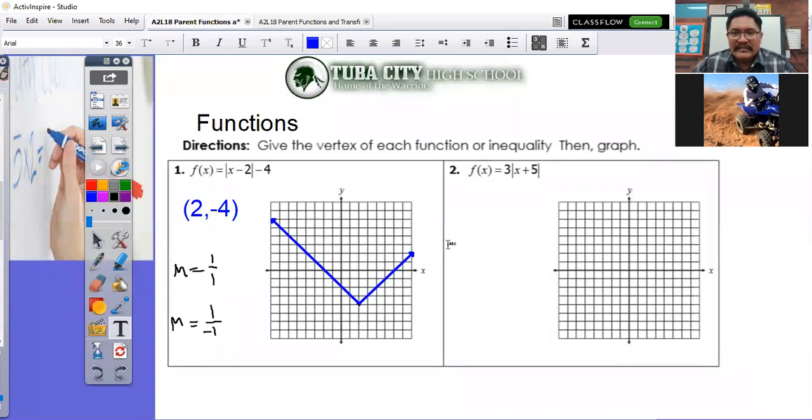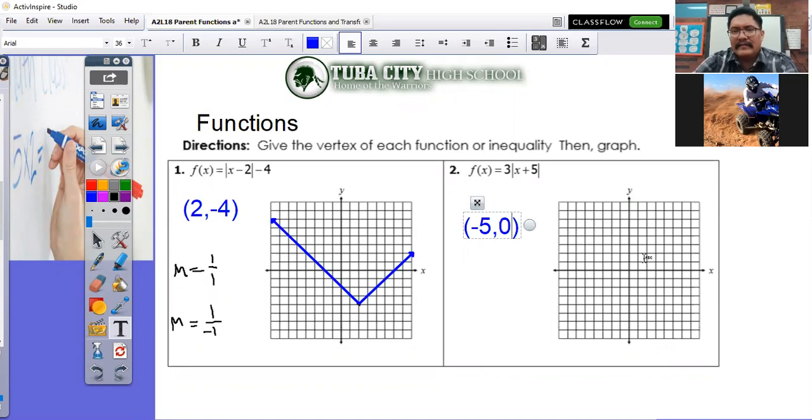So let's go ahead and work on some of these. What's the vertex for this one? You might be thinking, maybe it's 3, 5. No, it's not 3, 5. Well, we know the x value is the one paired directly with the x, which in this case is +5, and we have to make it opposite. But what's the y value though?